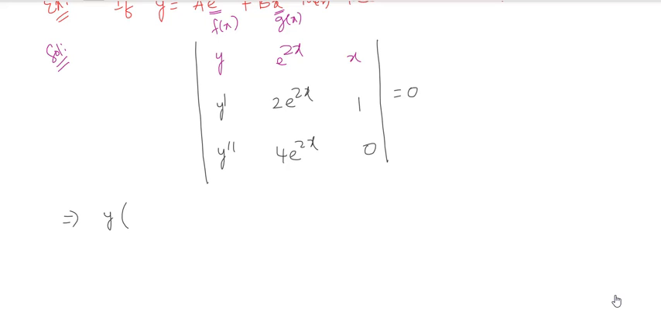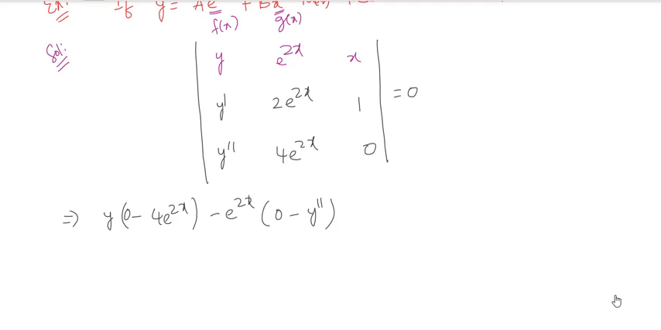So I need to eliminate this column and this row. So this is 2e power 2x, 1, 4e power 2x, 0. So AD minus BC is 0 minus, you'll have y into minus 4e to the power of 2x minus 0. Next, minus e to the power of 2x into 0 into y dash, this is 0, minus y double dash. Am I right or not?